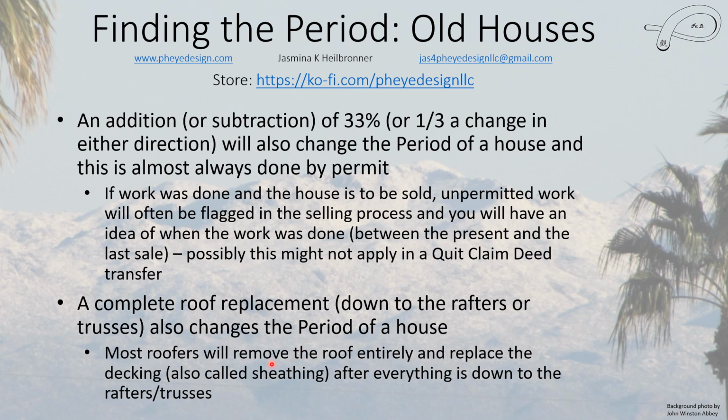Now, most roofers, if they're going to replace the roof, will remove the existing roof entirely and then replace the decking, which is also called sheathing, after everything is down to the rafters and trusses. It just makes it easier. You've got people who just remove everything, and usually it's the same people who put down the new stuff, but it's just easier to remove everything and replace it at once.